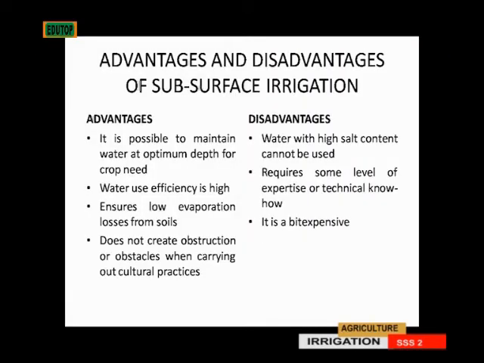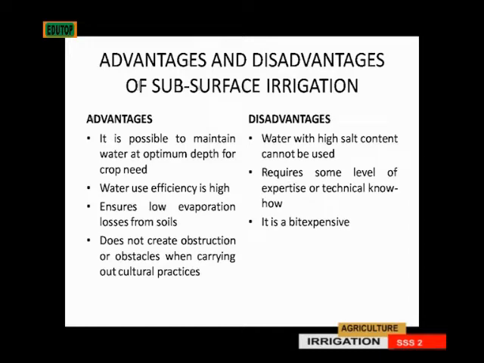Now, the advantages and disadvantages of subsurface irrigation system. The advantages: it is possible to maintain water at optimum depth for crop need, so you can control it. Then water use efficiency is high. Then it ensures low evaporation losses from soil. Subsurface irrigation system does not create obstruction or obstacle when carrying out cultural practice because it's under the soil, so it doesn't obstruct any other thing you are doing on your farm.